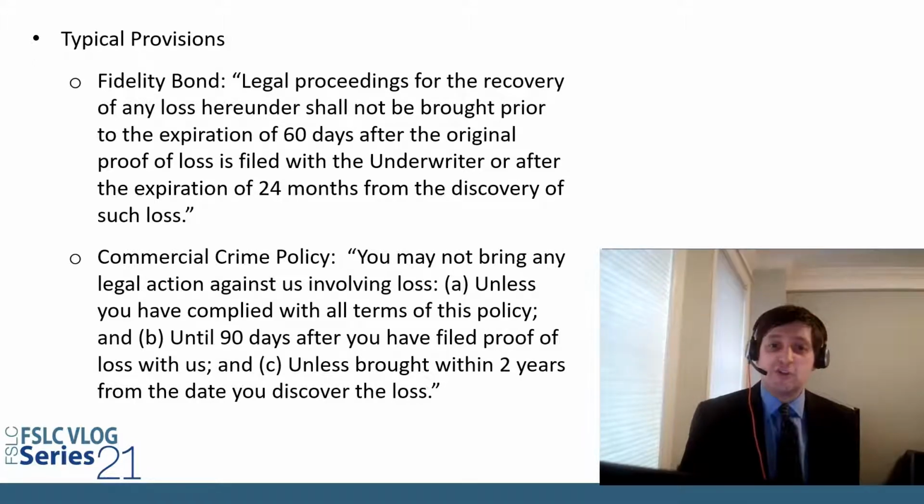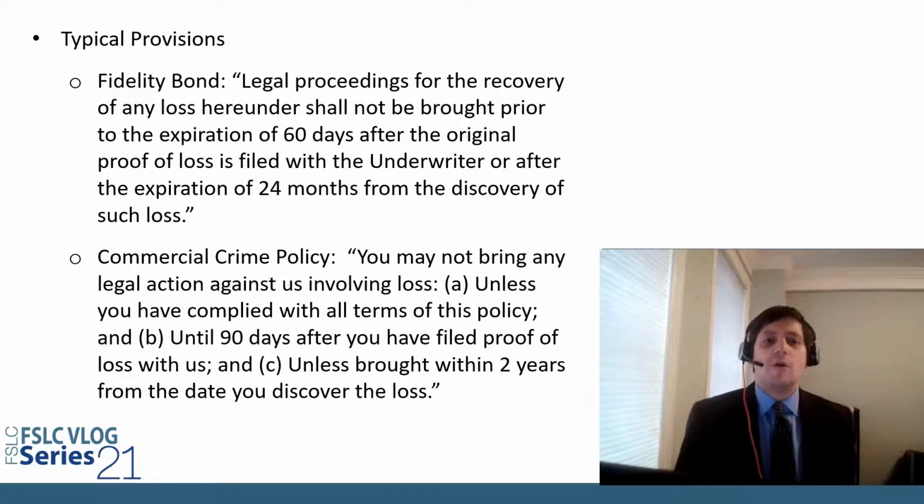So what is a contractual limitations provision? Well, all jurisdictions in the United States have statutes of limitations that apply to claims for coverage under insurance policies. Standard fidelity bonds and commercial crime policies typically have additional provisions that create a contractual limitation on when an insured can bring an action against the insurer for coverage under the policy. These often create what is called a contractual limitations period for an insured to bring such an action that is shorter than the applicable limitations period prescribed by statute.